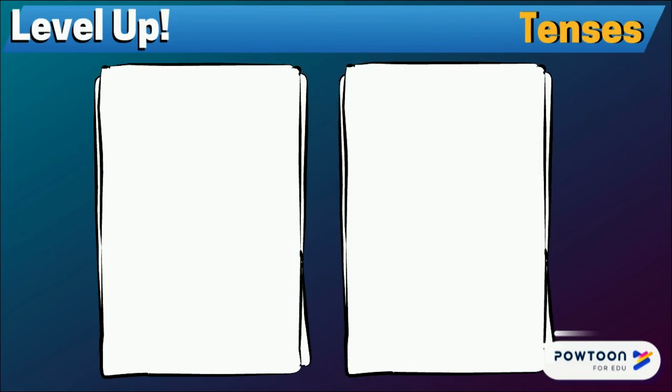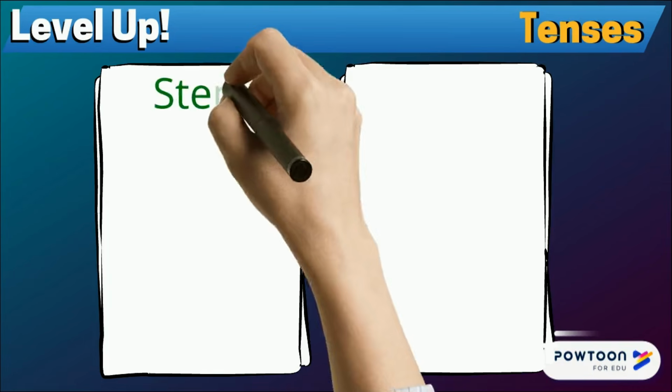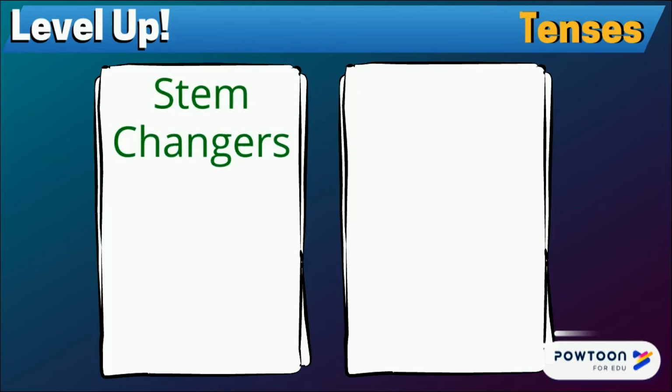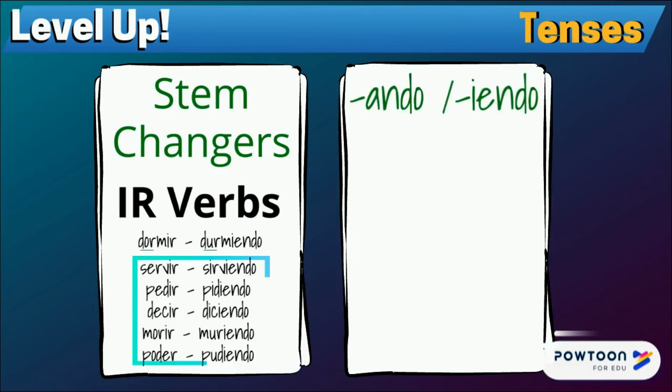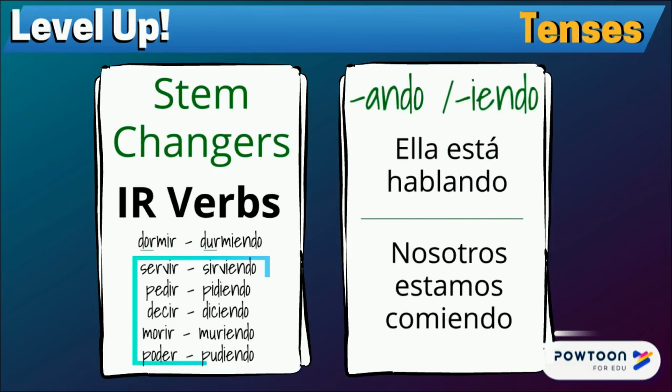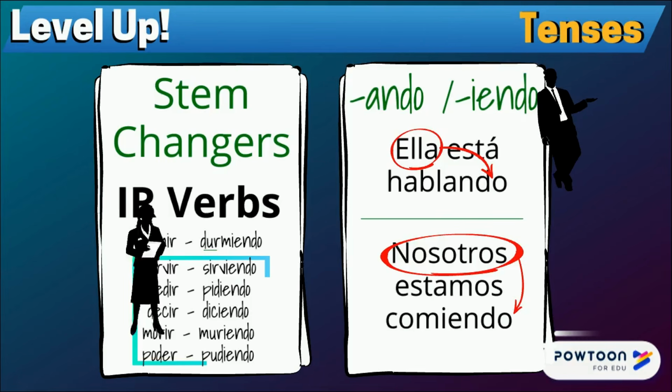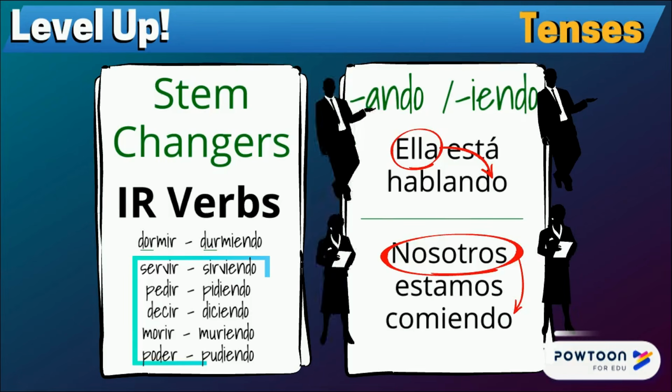Other tenses. You will see stem changers in this tense, but the good news for us language learners is they only happen with IR verbs, like my example with dormir at the beginning of the video where the O changed into a U. Did you notice the ando and yendo endings? They didn't change to match the pronoun. The present progressive ending will always end in an O, whether the subject is masculine or feminine, singular or plural.